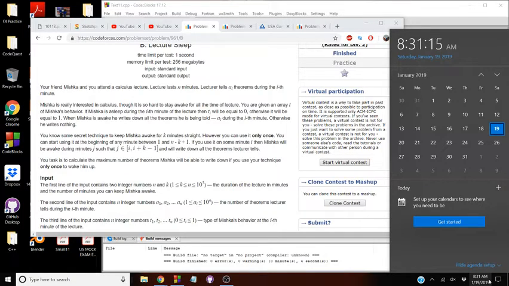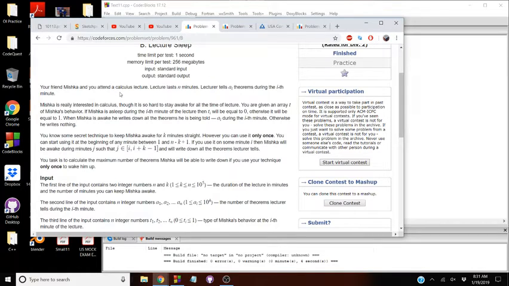Cool. So let's look at the first problem, 961B. I'm just gonna read the problem to review it to everyone. So your friend Misha and you attend a calculus lecture. The lecture lasts n minutes. Lecturer tells a_i theorems during the ith minute. Misha is really interested in calculus, though it is hard for her to stay awake for all time of the lecture. You are given array T of Misha's behavior.